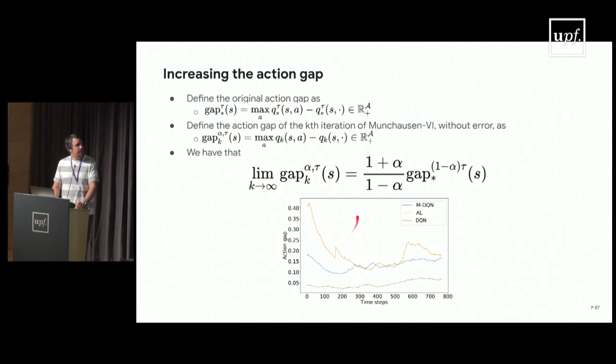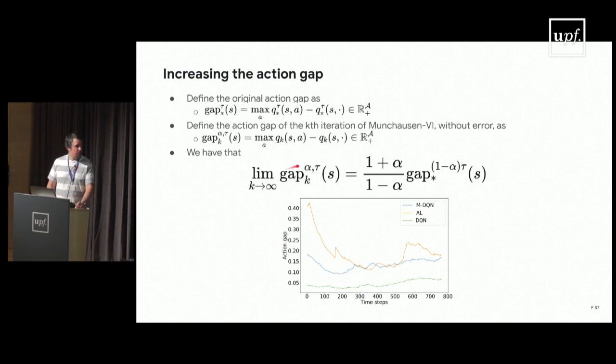And the thing is that if you look at the advantage function, it defines some action gap. The action gap is that, say, I have the optimal Q function, Q star, and I take the difference between the first best action and the second best action. If this difference is super small, then it will be hard to learn the best action, because if I have more noise than the difference between the two actions, it will be super hard to learn.